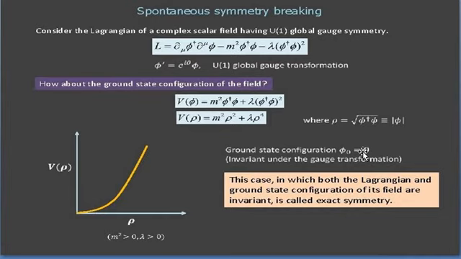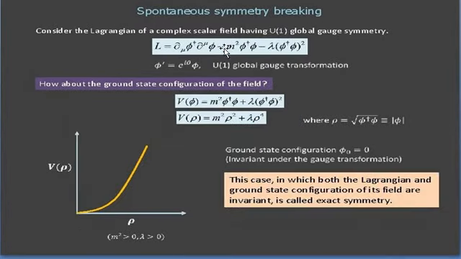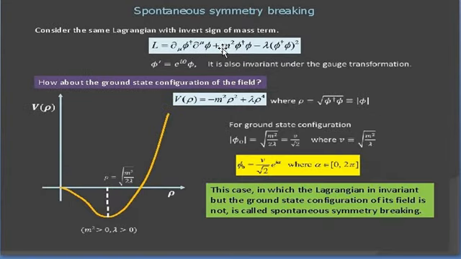And we can say that the ground state configuration has a symmetry as well as the Lagrangian has a symmetry. So there is no chance of symmetry breaking. So we call it exact symmetry. But when we change the sign of m square, before we had a minus sign, but here we have a plus sign.